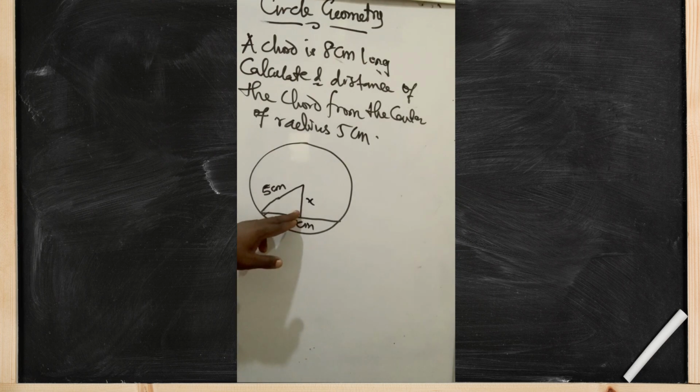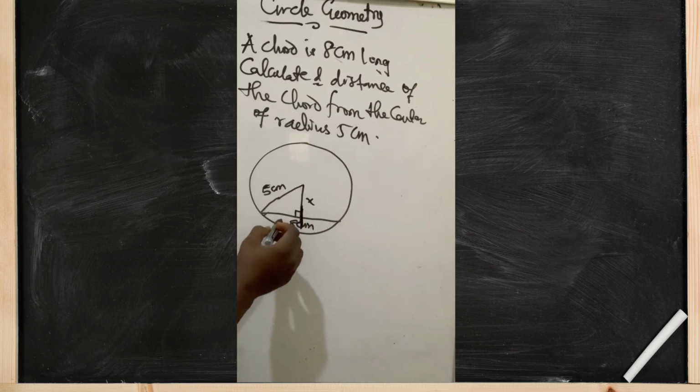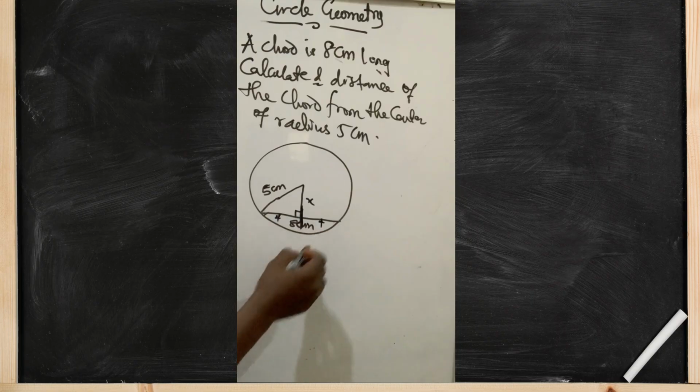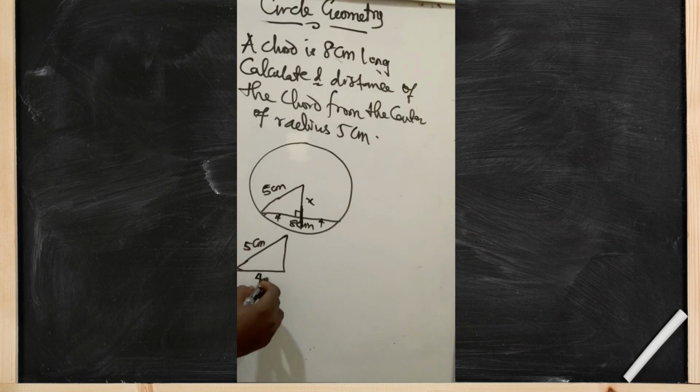You can't just assume this, except you already understand that a line drawn from the center of the circle to bisect a chord which is not a diameter is at right angle to the chord. So this is going to be dividing because it bisects. So it's going to make this to be 4 and this will be 4. So what we are saying in essence is that you can easily bring out the triangle now. This is 5 centimeter, which is the radius. Then this is 4 centimeter. Then this is what you're looking for.